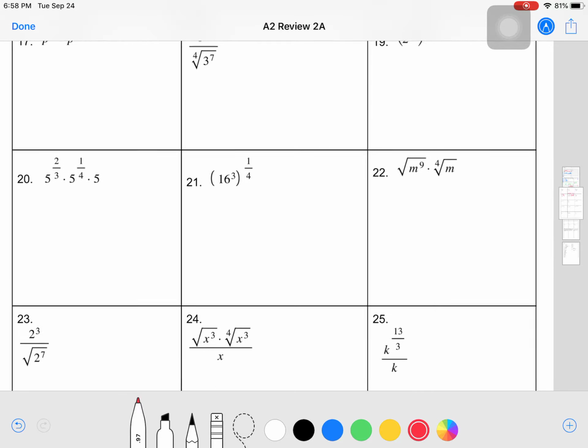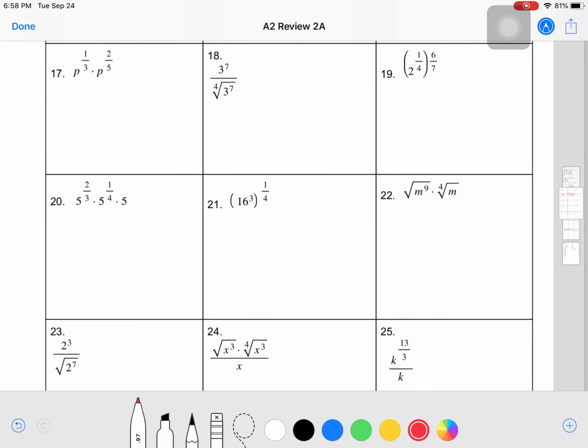Okay, moving on to this next section. Problems 17 through 25 are all very similar to what we did on day 5 with your exponent rules. And so what I want you to remember is a few different things. First off, your exponent rules, when you are multiplying like bases, like on 17 or on 20 or 22 or on the top of 24, you are adding your exponents. So on 17, I'm going to do 1/3 plus 2/5. Okay, and same thing on the rest of them. You will add them together.